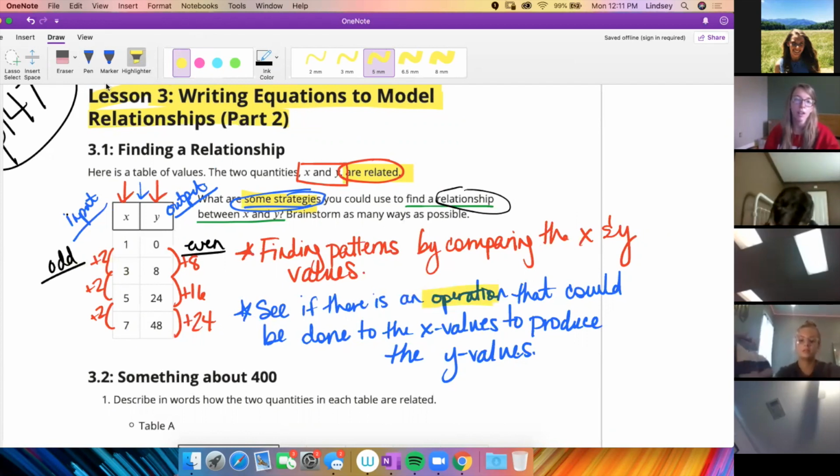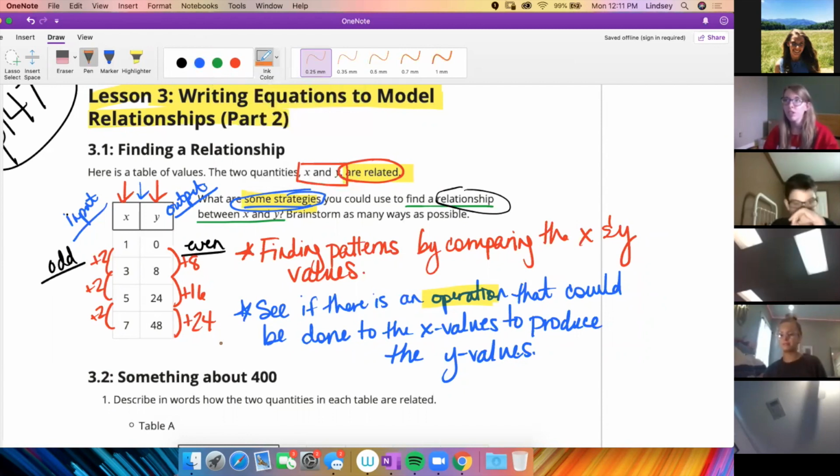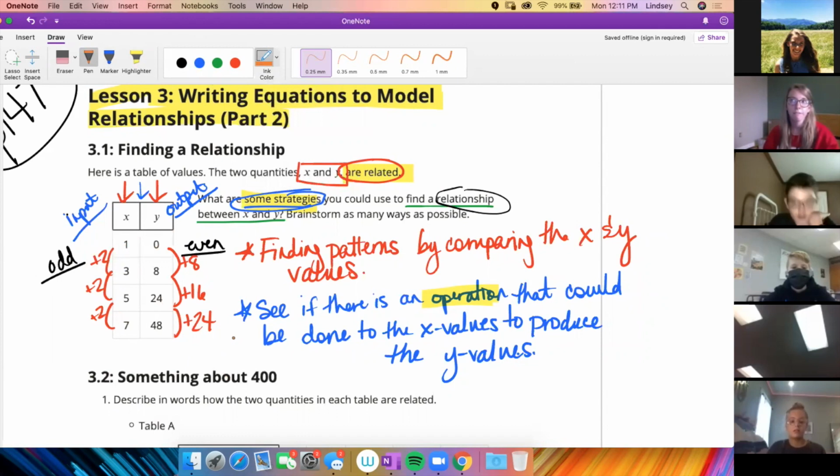Can anyone see what operation we're doing to our x values to produce our y values? See that relationship? Take a second and look. What operation are we doing to all of these x values to produce the y values? We're doing addition. What do you mean? No, never mind. You're actually doing multiplication.